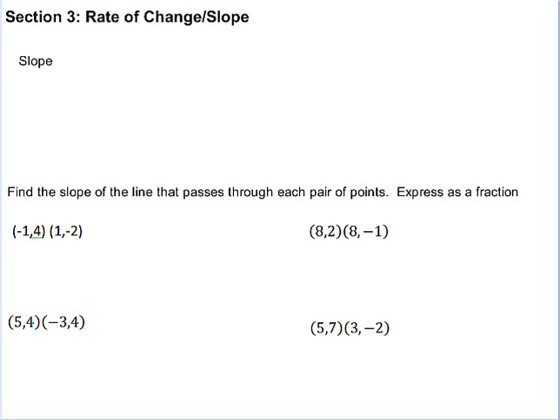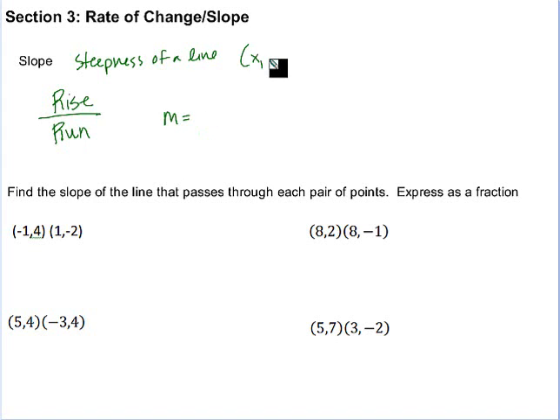Welcome to Algebra 2. This is still Unit 2, graphing functions, and this is in Section 3, rate of change or slope. Well, slope, we all know, represents how steep a line is. And slope, another way how we all remember it is rise over run. We use the lowercase letter m to represent slope.